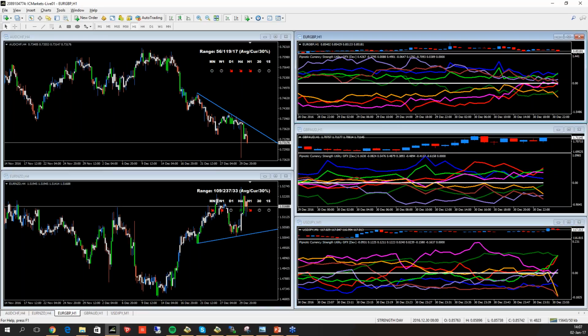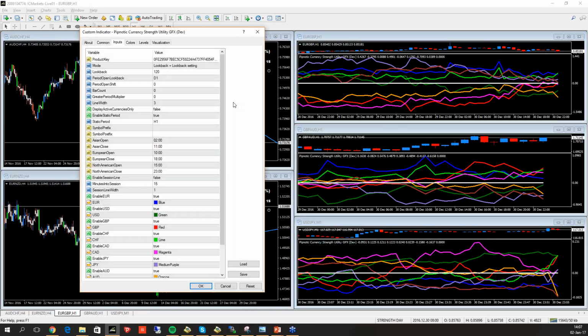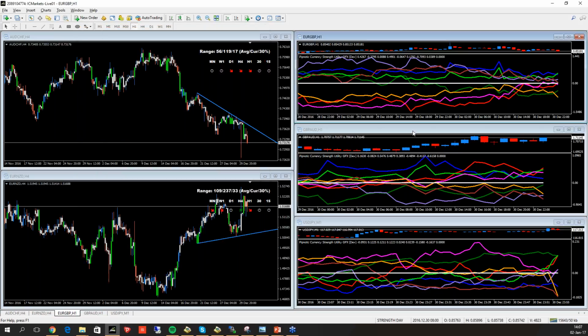So if we look at the configuration on this one up here, you can see that the look back is set to 120. Enable static period is set to true, which tells the indicator to look at the static period. So now we're looking at 120 hours. So this is a week. This is showing us the strength information for the currencies over the course of the past week.